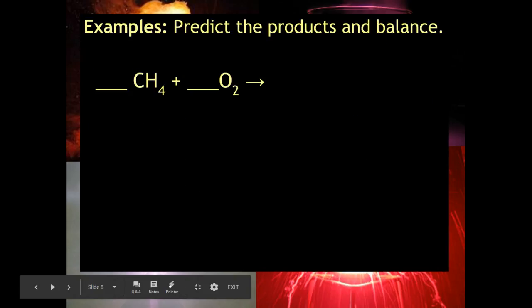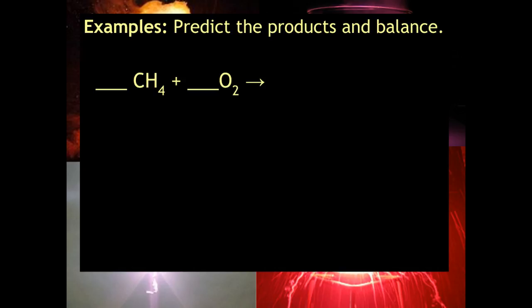Now, let's look at an example. We have CH4 plus O2. So methane, you don't have to know that name, plus oxygen gas, O2. I have carbon and I have hydrogen reacting with O2. O2, hey, look at that. Ding, ding, ding, ding. This is going to be a combustion reaction.